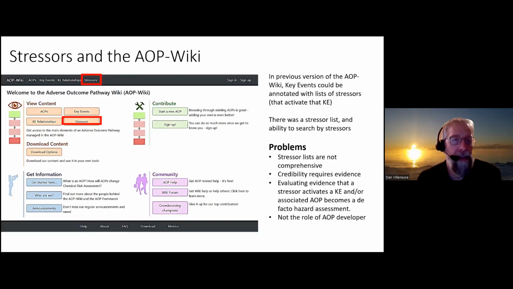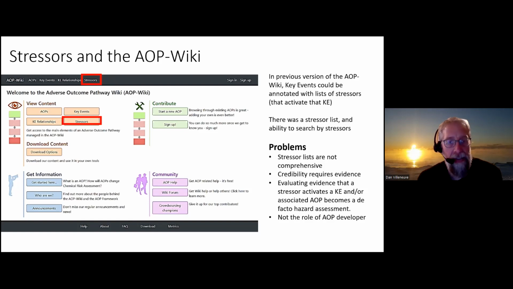So in previous versions of the AOP-Wiki prior to release 2.5, you would have seen along the menu ribbon at the top a link to stressors, or you'd see on the home page a button that could take you to a list of stressors in the AOP-Wiki. We allowed for annotation of key events with a list of stressors that were known or thought to activate that key event. That stressor list could be searched within the AOP-Wiki, but there were some problems associated with this approach.